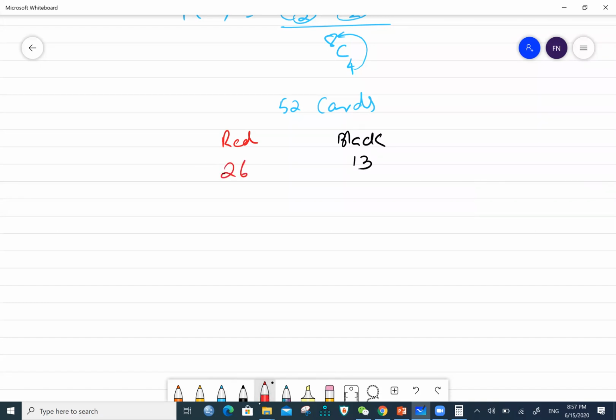There were 26 red and 26 black. Total are 52. Understand?